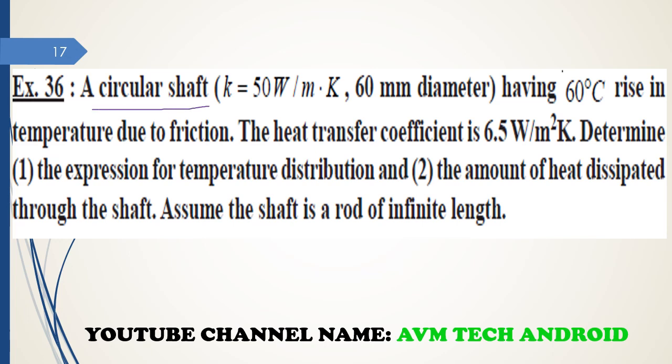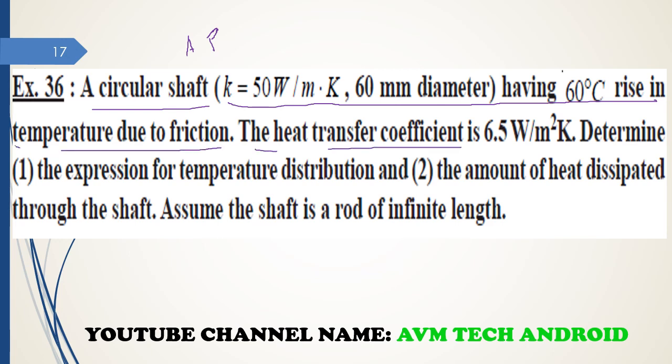So a circular shaft means the perimeter and area which you have to find out, cross section area, for which you have to use a different formula, because the previous case was a rectangular fin, now it is a circular shaft. Thermal conductivity is given, diameter is given, having a 60 degree rise in the temperature due to friction.